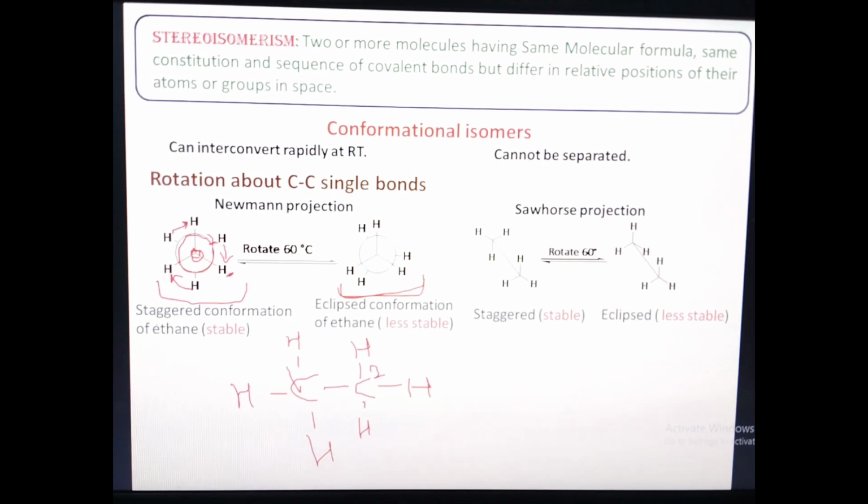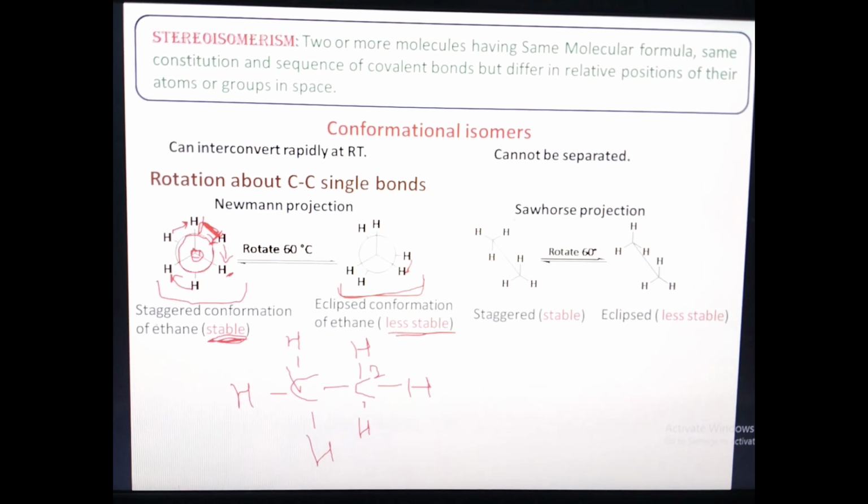And this is more stable. Staggered conformation is always more stable because there is less hindrance between this hydrogen and this hydrogen. There is much space between them, so this is more stable when compared to the eclipsed conformation, because this hydrogen is exactly behind this hydrogen, hence there is more hindrance, so the eclipsed conformation is less stable than the staggered conformation, which is more stable. Okay, this is the Newman projection.